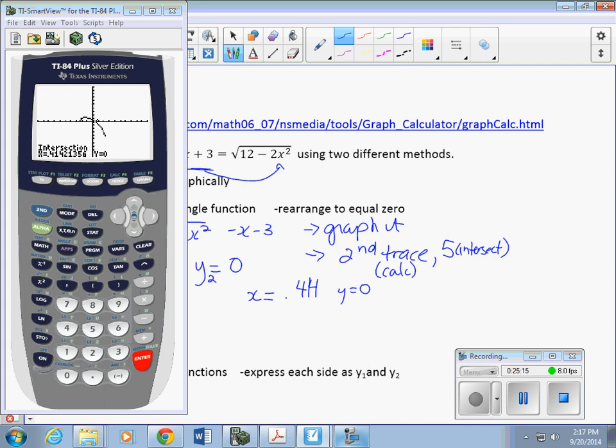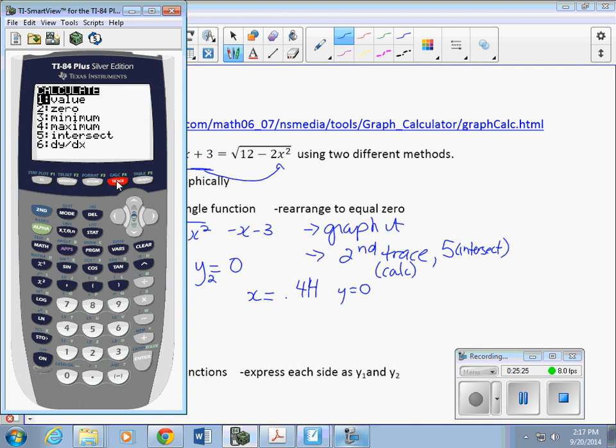But you can tell from my graph I have a second point where my graph is crossing. So I need to do that a second time. So I'm going to go into my intersect again. I'm going to move this over here. Okay, hit enter, so that's where I want my first curve to be. So it's on the curved part. My second one is on that y equals 0, so that's my second line.